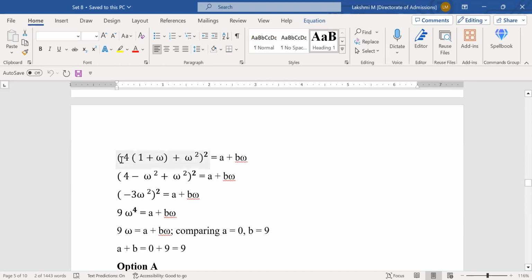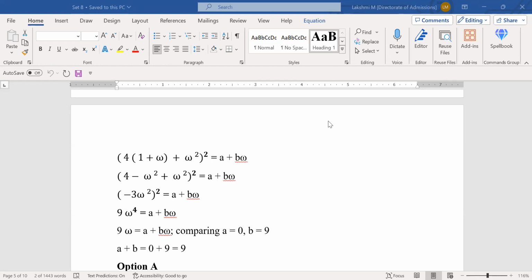So here, nothing happened. I've just rearranged these terms. So 4 into (1 + omega) + omega squared, whole squared. So 1 + omega, you can write this as minus omega squared. So 4 minus 4 omega squared plus omega squared, that is minus 3 omega squared, whole squared, equal to a + b omega. So when you compare the terms with omega, it's 9. So b is 9. What is a? It's actually 0. So what is a + b? It's 9. I think almost all of you gave me the correct answer, right?